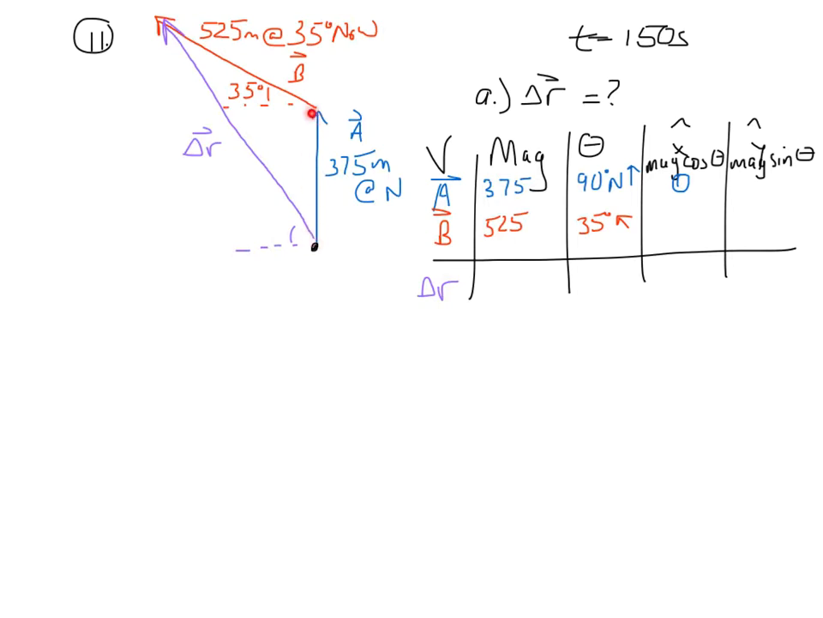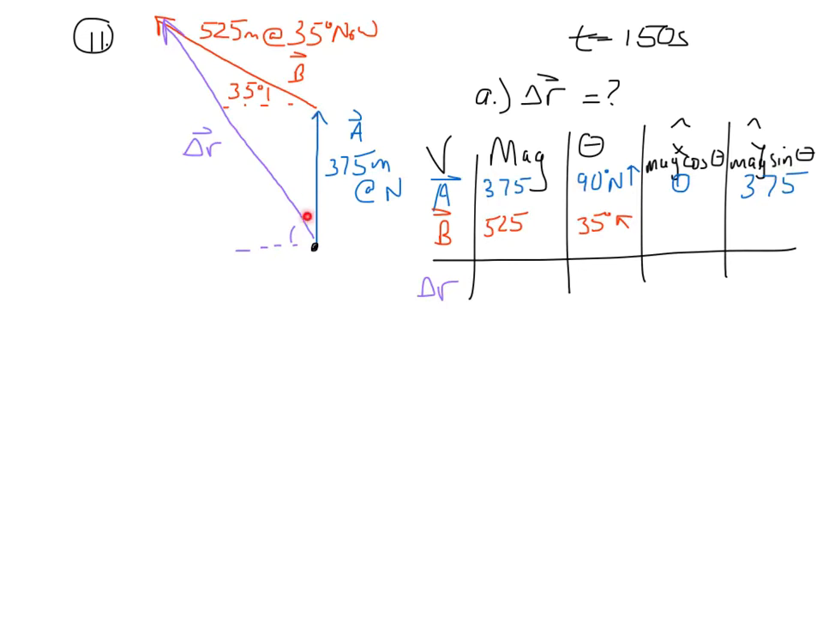All right, what is the y value of it? Well, that's going to be 375 times the sine of 90 degrees. 375 sine 90 degrees is going to be 375, because the sine of 90 is 1. Okay? And again, this vector is entirely in the y direction.